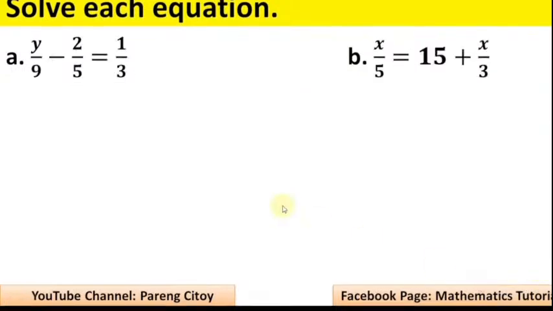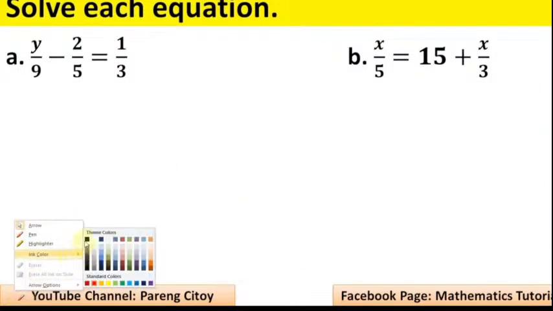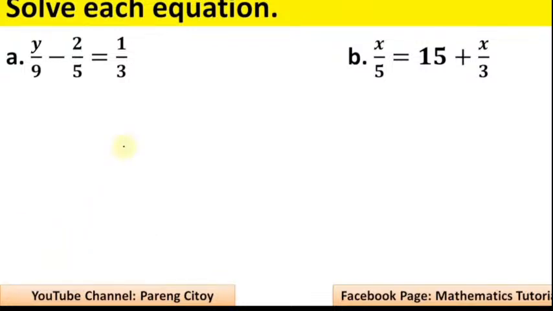Okay. Next we have letter A, y over 9 minus 2 over 5 equals 1/3. So we'll find the LCD. So y over 9 subtract 2 over 5 equals 1/3. So find the LCD. So 9 times 5, that is 45. So 45 is divisible by 9, 5, and 3. So our LCD is 45.